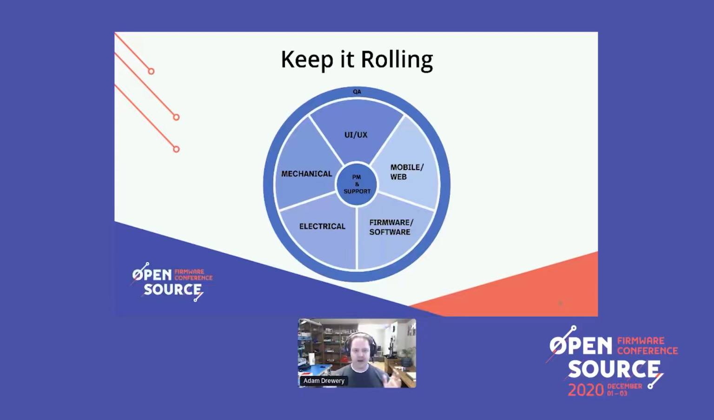So looking at the wheel, each of these individual slices here, at the top you see the UI UX team, the user interface and experience. So this is what the end user is actually going to interface with. The success or failure of some feature is going to start and end there.